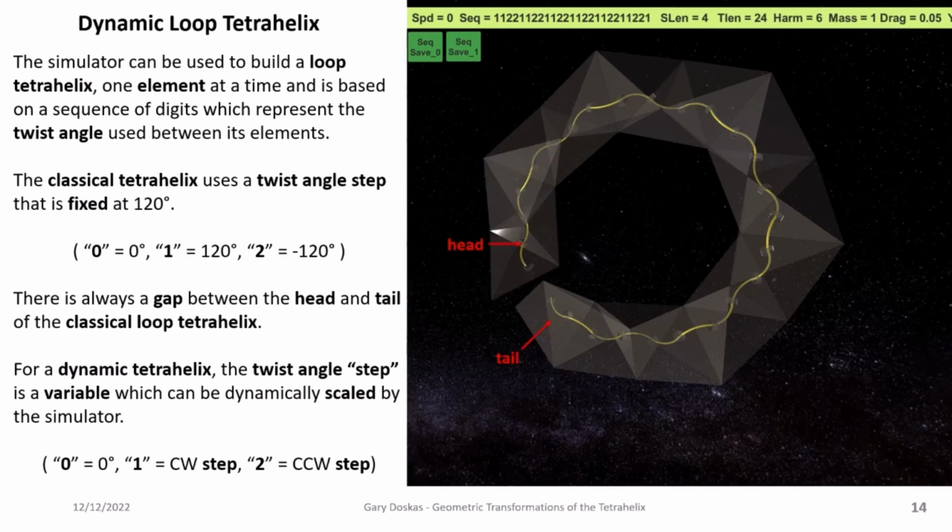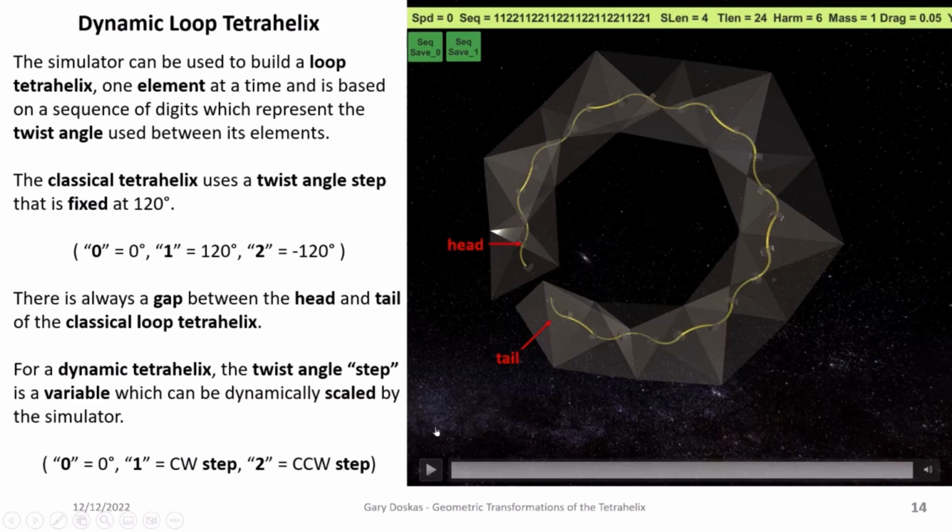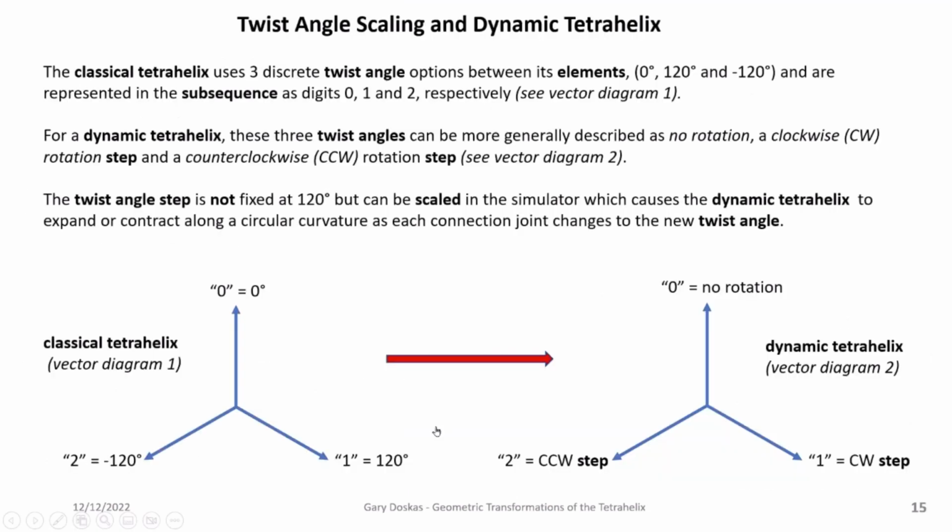Now, for a dynamic tetrahelix, this twist angle step I referred to is actually a variable that I can change inside the simulator. So I'm treating 1 now as a variable with a clockwise direction, and 2 is a counterclockwise rotation counterpart. Now, just to put this in perspective, I've got these 2 vector diagrams at the bottom. Vector diagram 1 is for the classical tetrahelix, and it just shows the relationship between the angles. Here it's a nice clean 120 degrees between all of them.